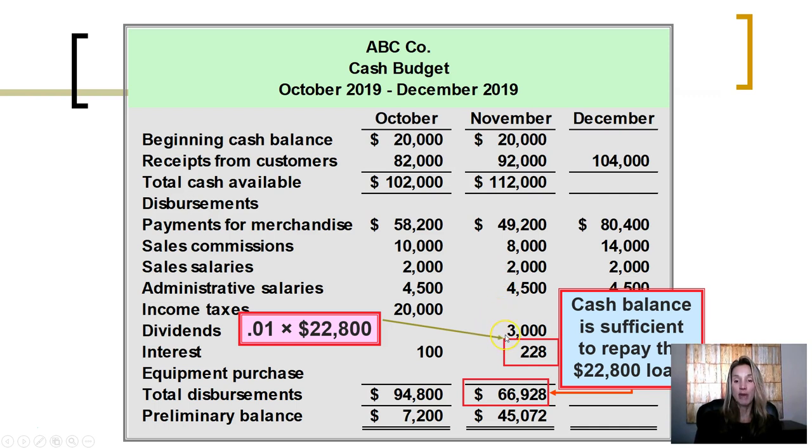We are budgeting to pay a dividend of $3,000, plus we have 1% on the outstanding balance of $22,800, $228 in interest. Cash expected minus cash budgeted to be spent, we have a preliminary balance of $45,072.